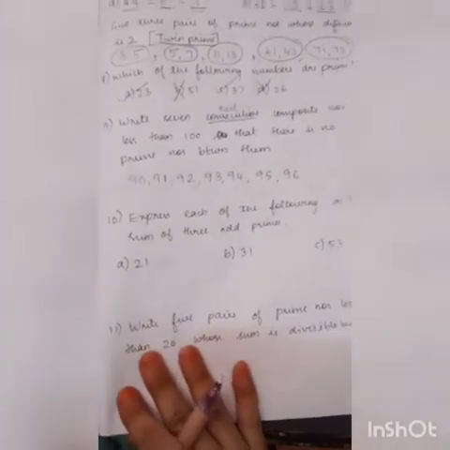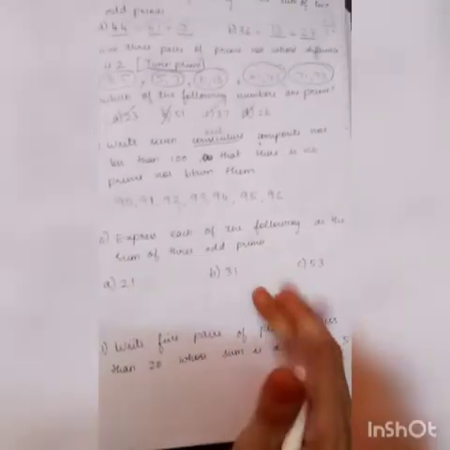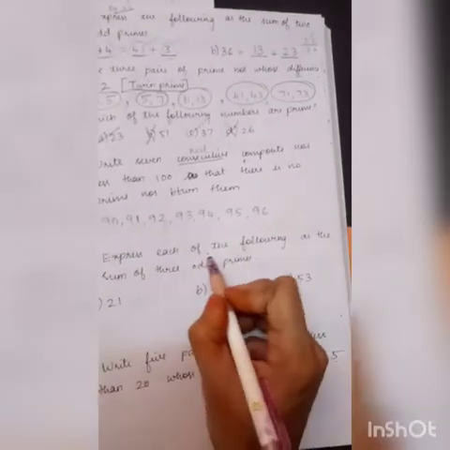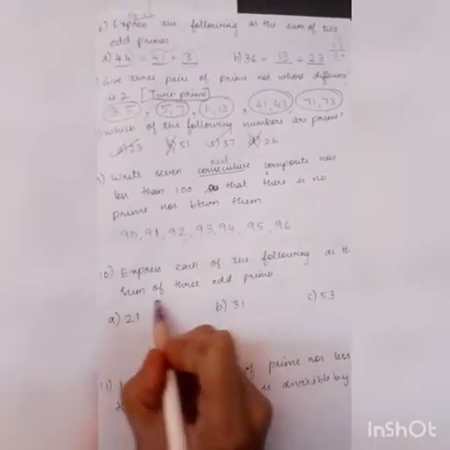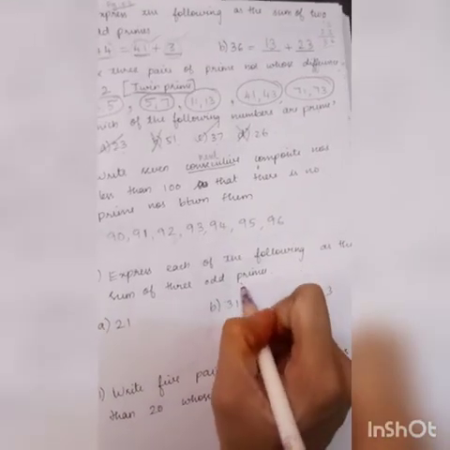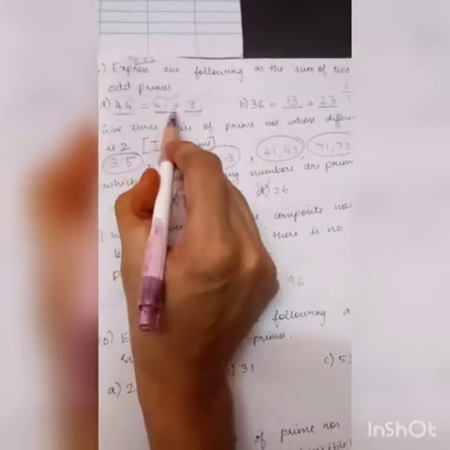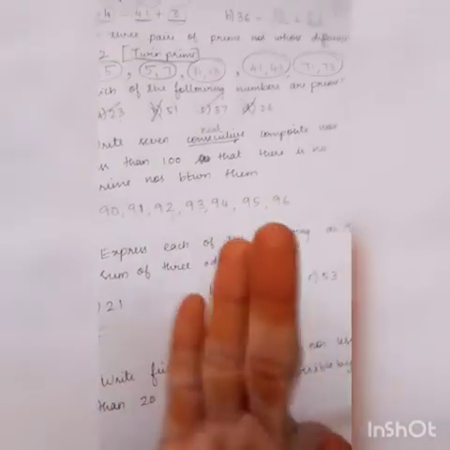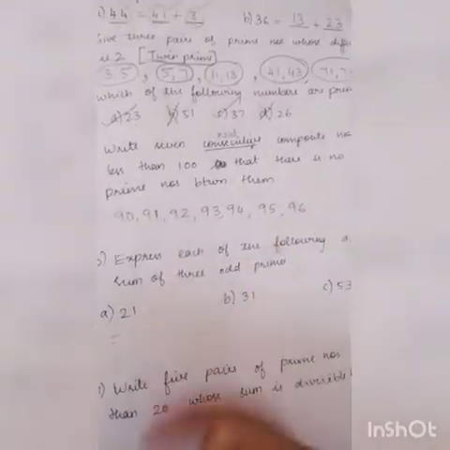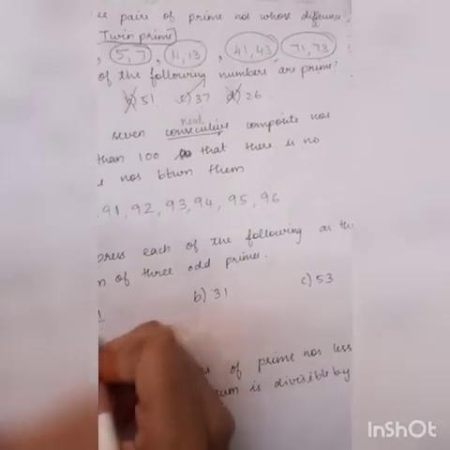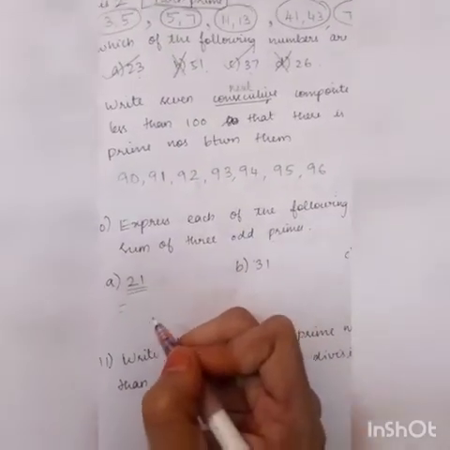Next, what is your 10th question? Express each of the following as the sum of 3 odd primes. Earlier we found the sum of 2 odd primes. Here we are going to find the sum of 3 odd primes. Okay, we are going to add 3 odd primes. What is the number given? 21. So what shall we do now?